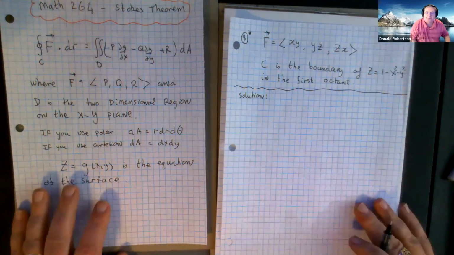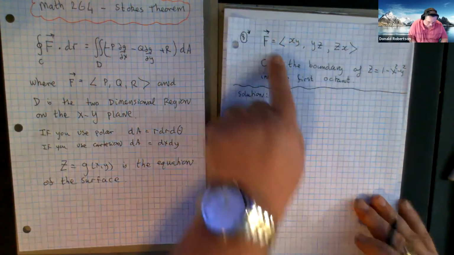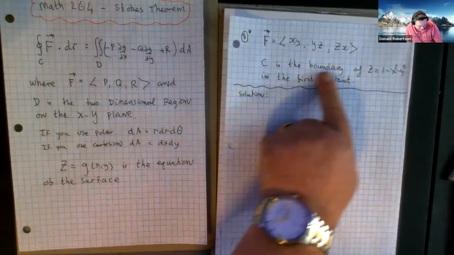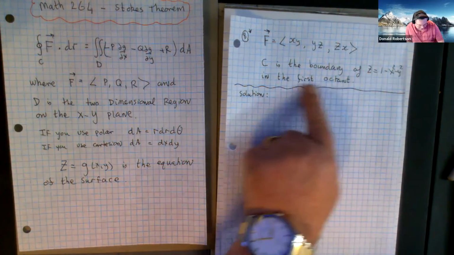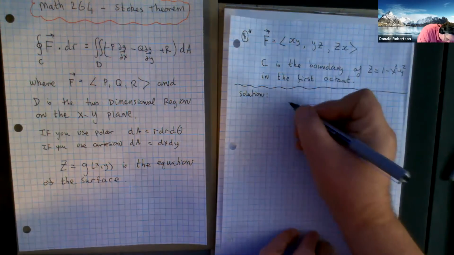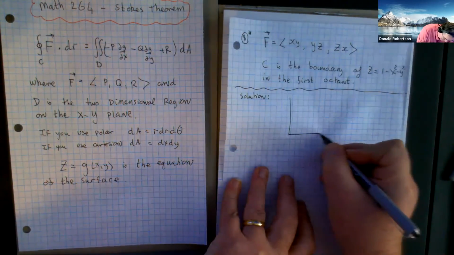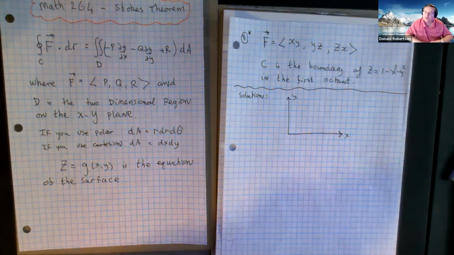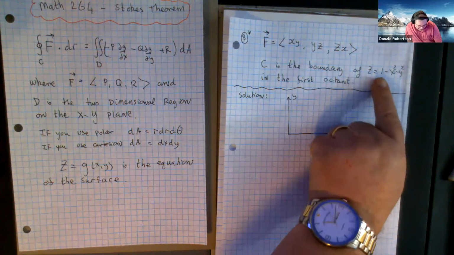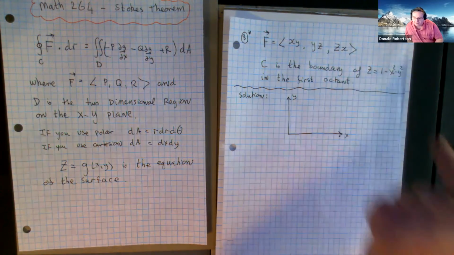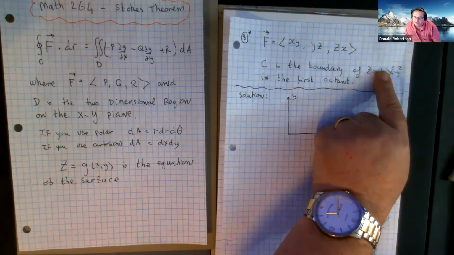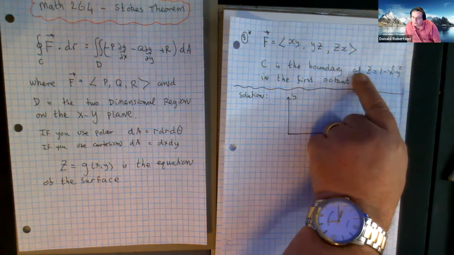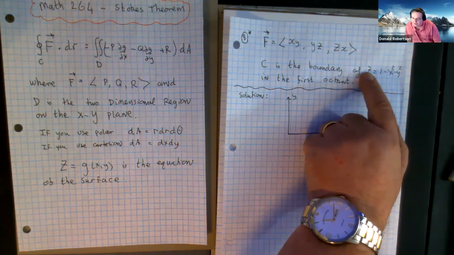This is number 8. Here's our vector field. C, this fella here, is the boundary of this guy in the first octant. So I'm going to create my XY thing, because I need to know what D is. And D is basically that guy when he hits the floor. Now, when that guy hits the floor, isn't Z going to be 0? When this expression hits the floor, Z is 0.